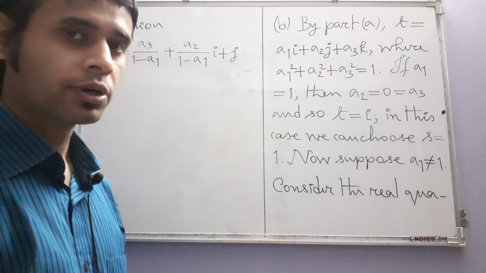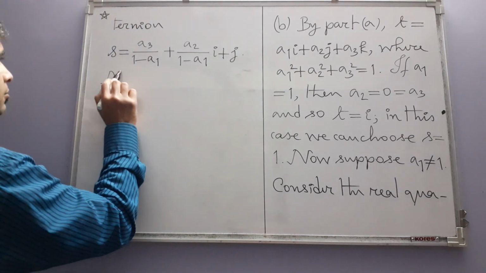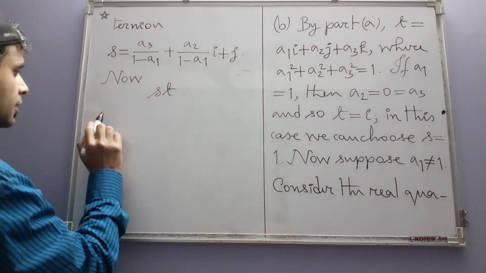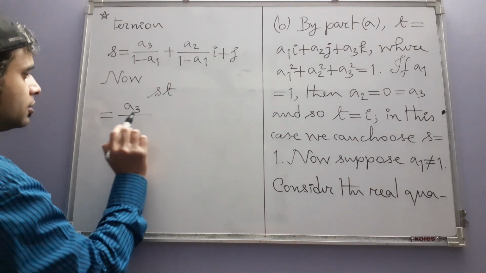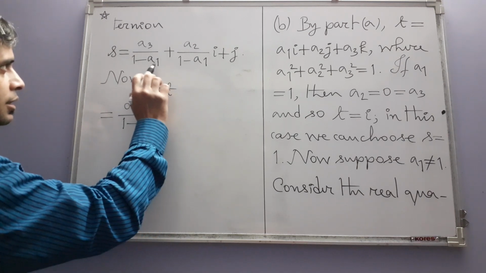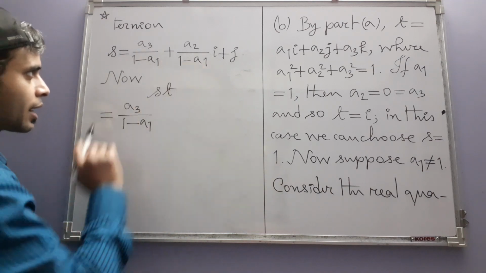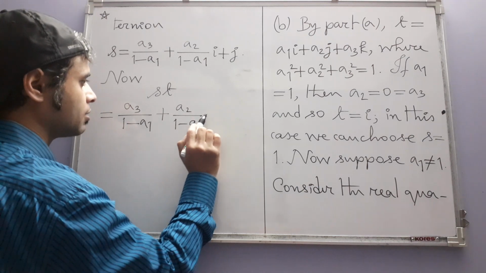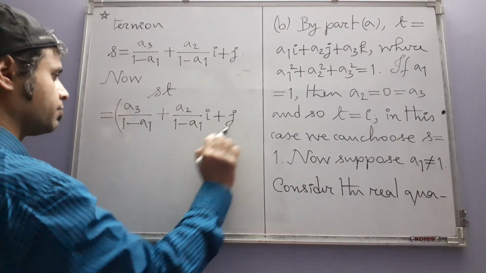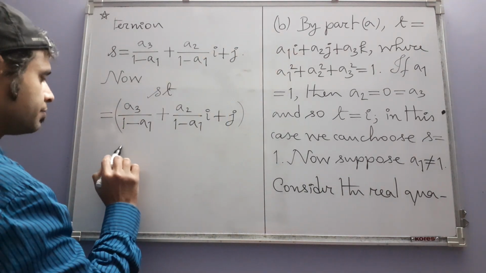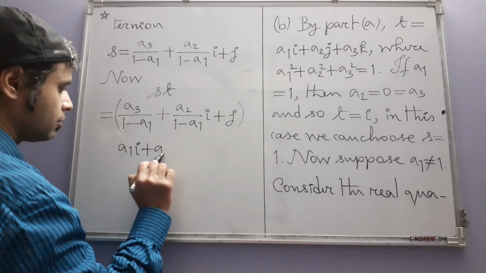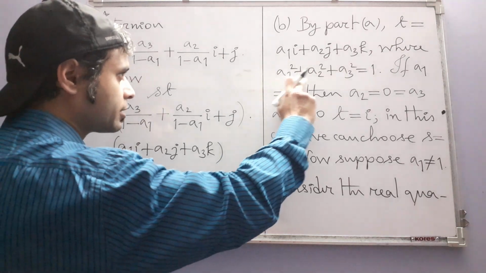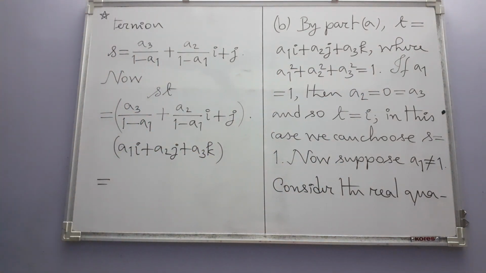Now let us calculate the product S t, like how we would calculate normally a product of two quaternions. Now S t is going to be what? a3 divided by 1 minus a1, you can understand why we need a1 not equal to 1 here, because we have this term in the denominator, plus a2 divided by 1 minus a1 i plus j, times our t, that means a1 i plus a2 j plus a3 k. Let's see what happens. And we also should not forget that we have this one also. So let us now carefully multiply these two.